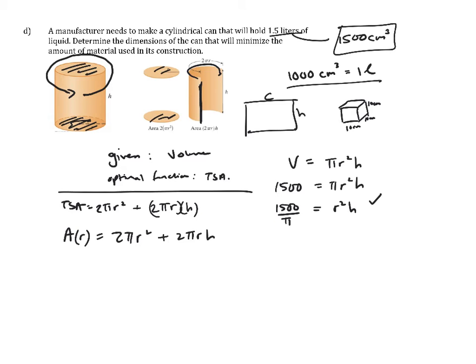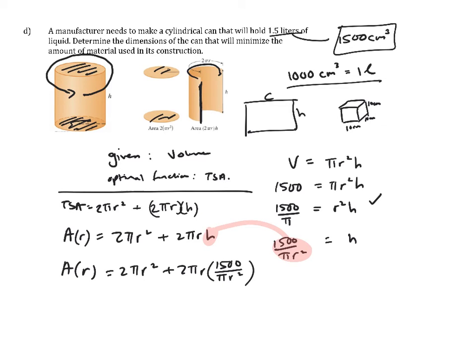And then we just need to get h alone in our constraint, the parameter one. So 1500 divided by pi. In other words, we're going to divide by r squared on both sides. And then we just do simultaneous equations. In other words, we just substitute this into that. And then we just have it in terms of r. Don't let the pi again confuse you. So therefore we've got A(r) is equal to 2 pi radius squared plus 2 pi radius times 1500 over pi radius squared.